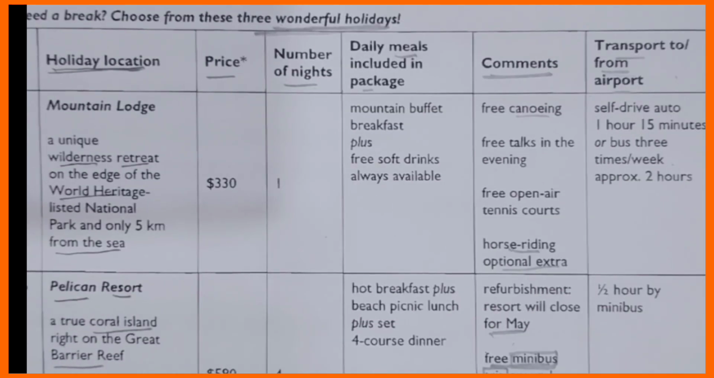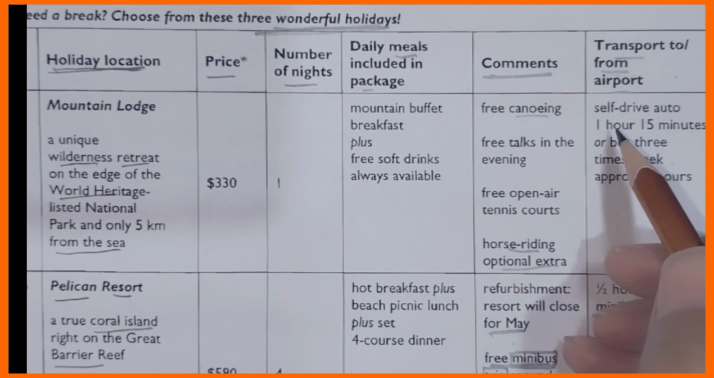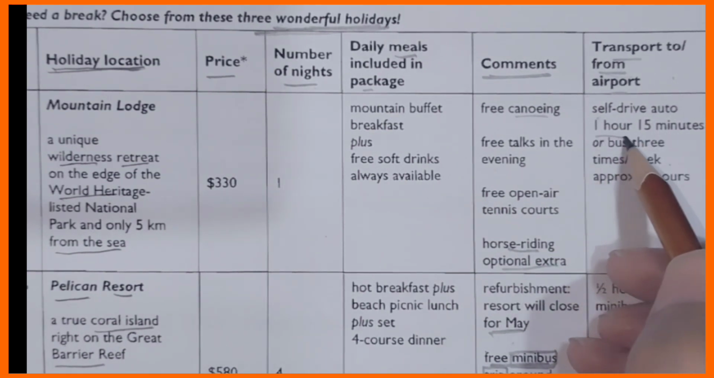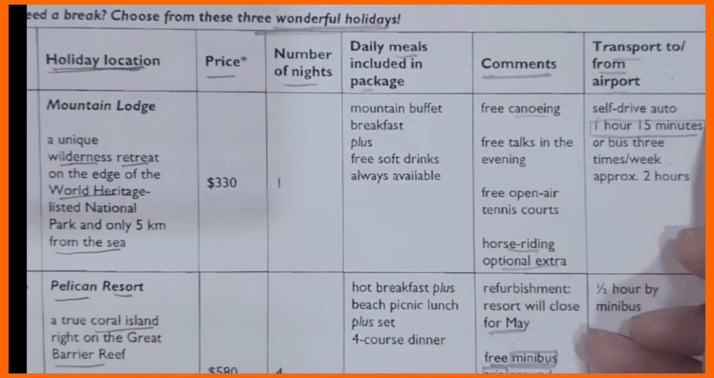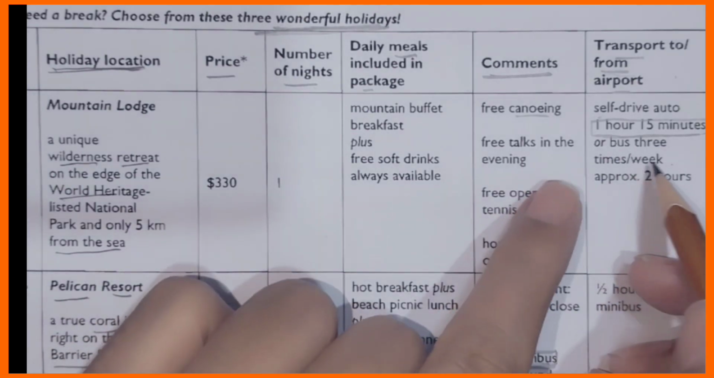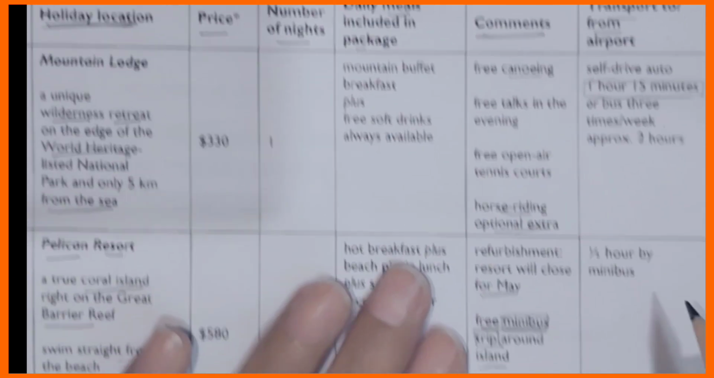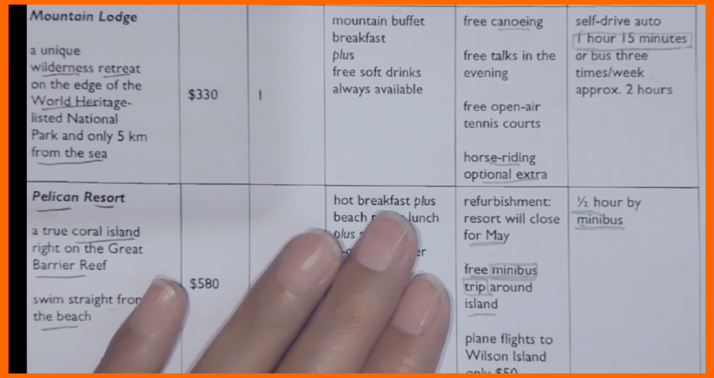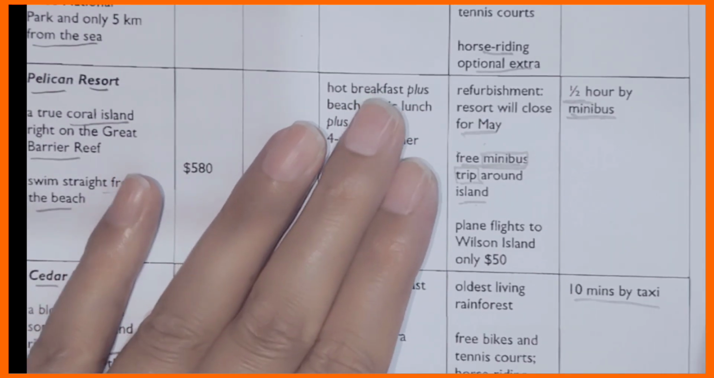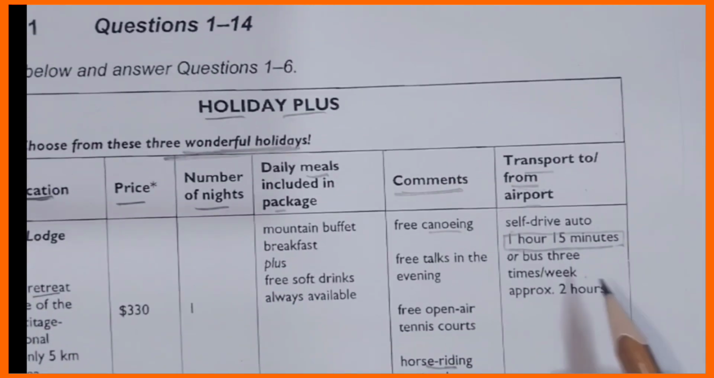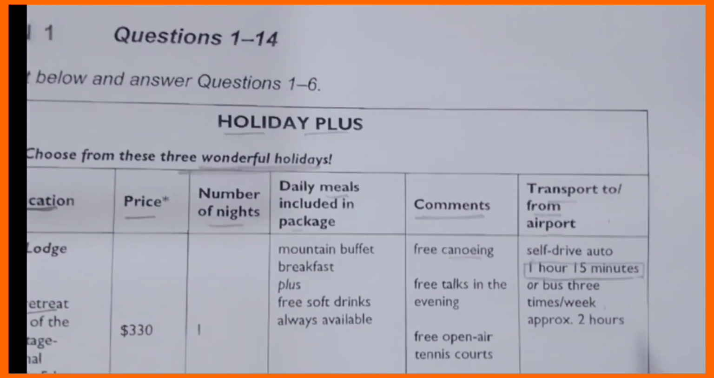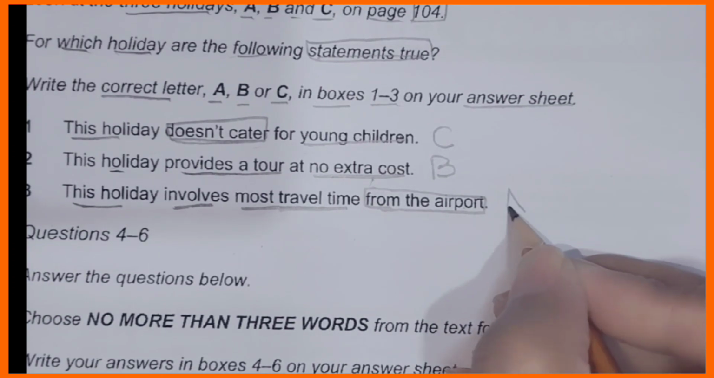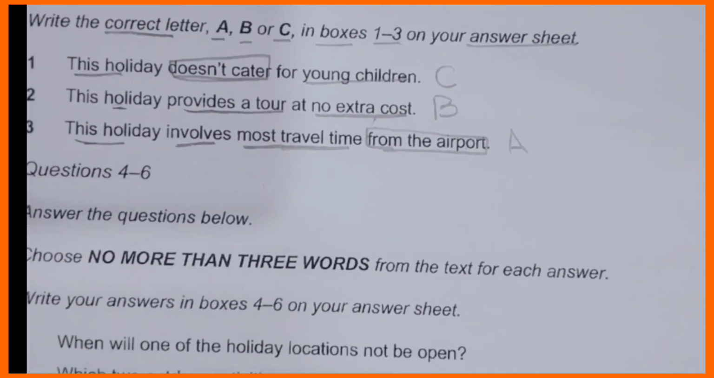So let's start. Self-drive auto, 1 hour 15 minutes, or bus 3. Okay. Next is half an hour by minibus, and 10 minutes by taxi. So which one is the most traveling time from the airport? 1 hour 15 minutes. So you will write option A as our answer. Now we will move towards our next question.